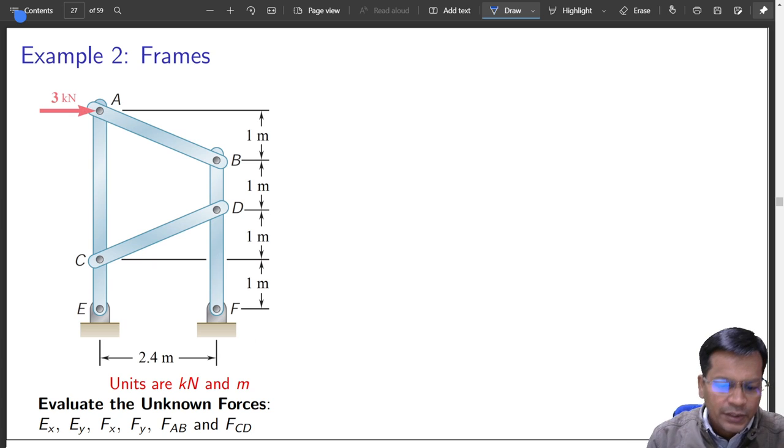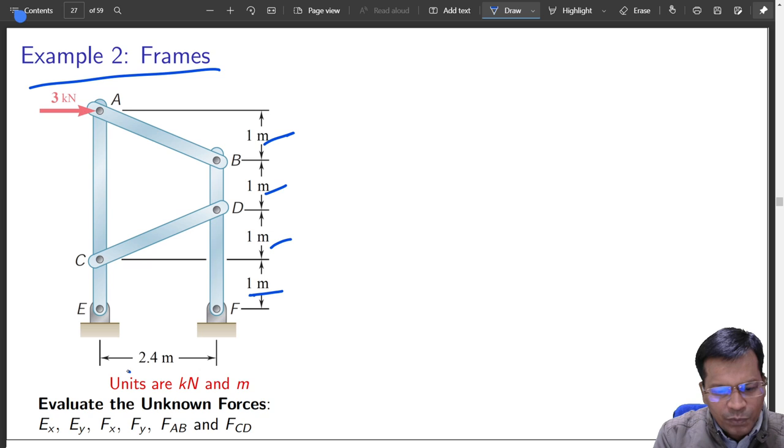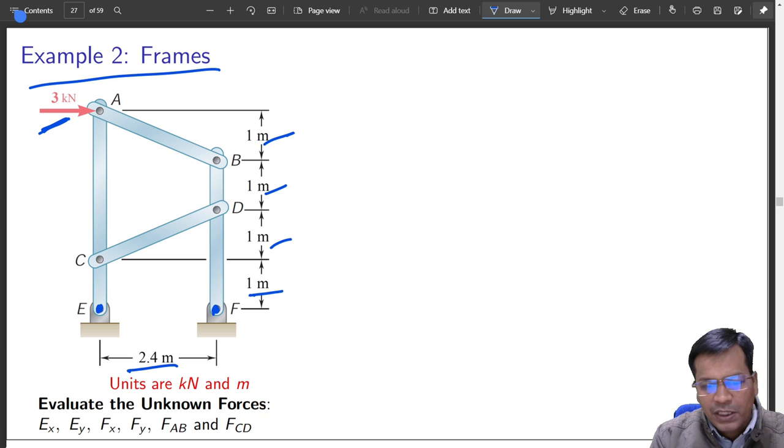Okay, so there is another problem, another problem of frames. How is it connected? You see, all the distances are given, 1 meter, 1 meter, 1 meter, 1 meter. This is 2.4 meter. You have a 3 kilonewton force which is coming from the top, and both the joints are pin joints. Again, this whole structure you see is a non-collapsible structure. Is it?